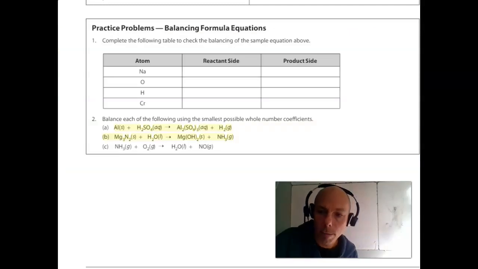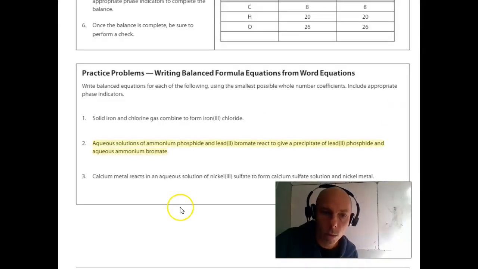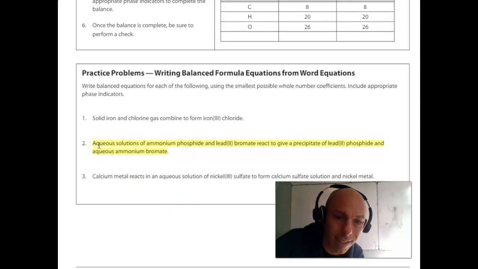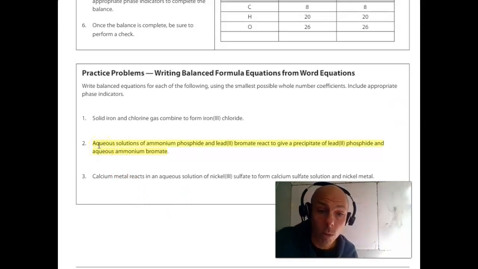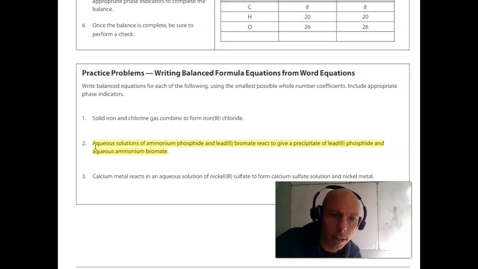All right, I'm going to flip my page, 170 of the ebook, and do 2 with you. This is a word equation. What we'll first do is convert this word equation into a formula equation. It's an exercise in naming, formula writing. We'll include those abbreviations as subscripts for the phases, and then we'll go and balance it.